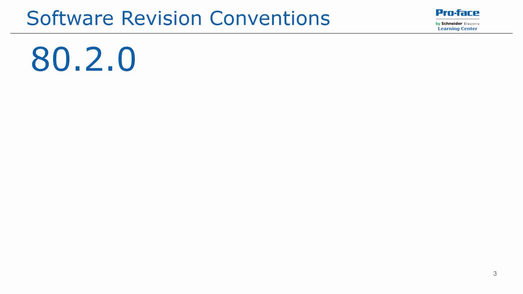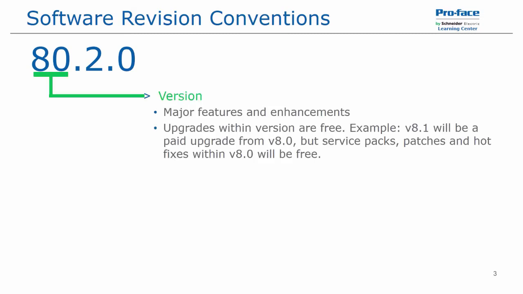The software revision syntax for Blue Open Studio is as follows. We have three groups of version numbers. The first group is the major version. This will include major features and enhancements. And typically, upgrades within this version are free. For example, if you went from 8.0 Service Pack 2 and you upgraded to 8.0 Service Pack 3, that upgrade will be free of charge and will not require a license reauthorization. However, if you went from 8.0 to 8.1, that would be a purchased upgrade and would require a new license authorized.